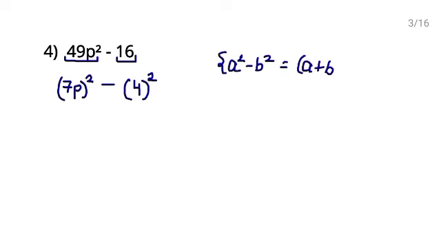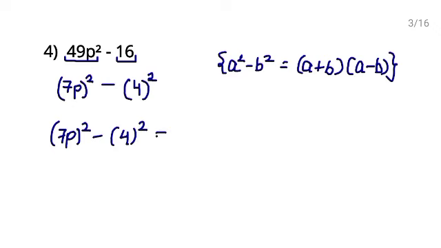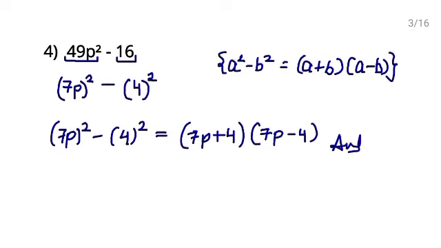So we will use the identity a square minus b square is equal to sum of the bases, a plus b, into difference of the bases, a minus b. Clear? So similarly we will do here: 7p square minus 4 square is equal to sum of the bases, it means a plus b, 7p plus 4, into difference of the bases, 7p minus 4. Clear? This is your answer.